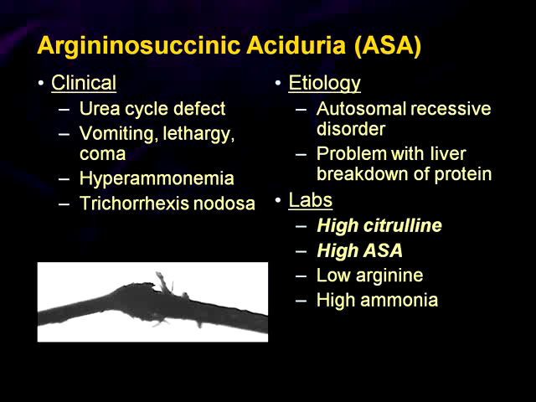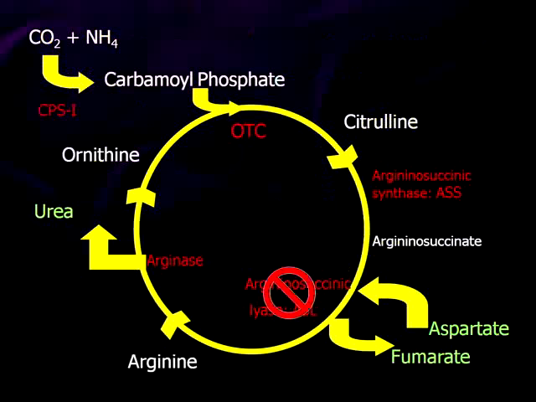So we're now one more step down. So everything behind is going to go up. So arginosuccinate goes up, citrulline goes up, ammonia goes up. Arginine is still after the block, so it's still down. So this is arginosuccinic aciduria.